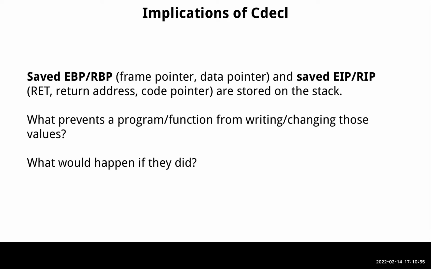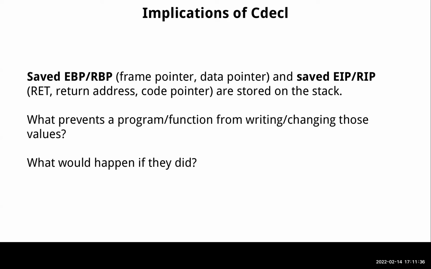Most C functions are using this calling convention. In this calling convention, the return address is saved onto the stack. We have different names for that return address. It could be saved EIP, saved RIP. And since that is the address of a code, it is itself a pointer. From the C programming language point of view, everything that points to another address is a pointer. If it points to code, that's a code pointer. So the return address is actually a code pointer.